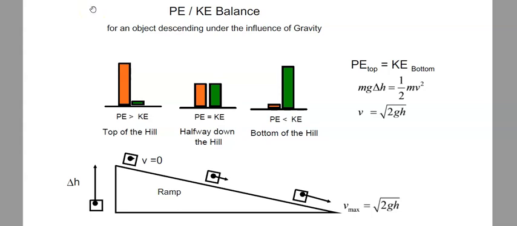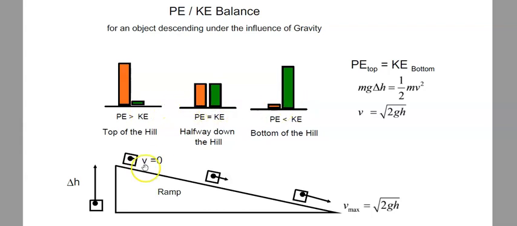Today, we're going to discuss the PE-KE balance for an object descending under the influence of gravity. In the last lesson, we saw that an object which can be raised to a certain height can then free fall, and the PE and the KE values exchange with each other as potential energy is converted into kinetic energy as the object goes through free fall.